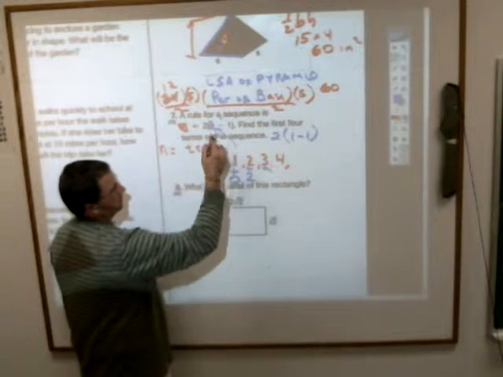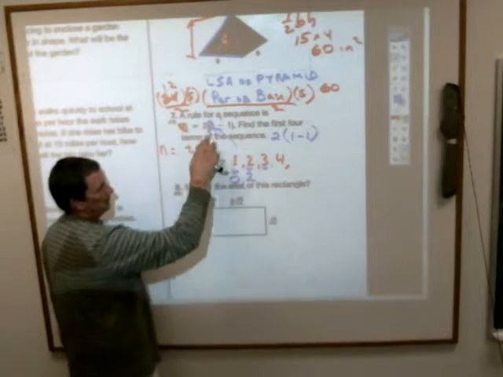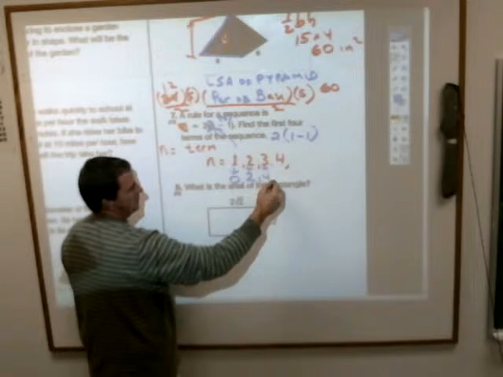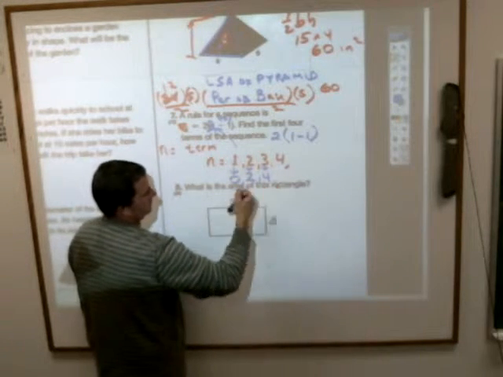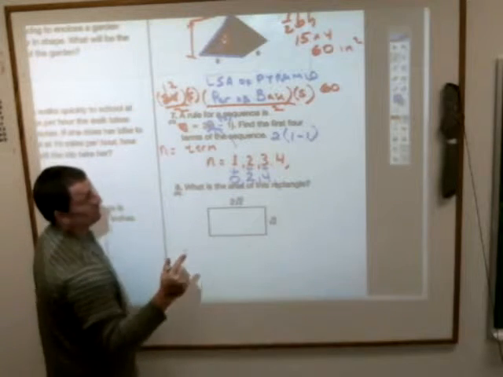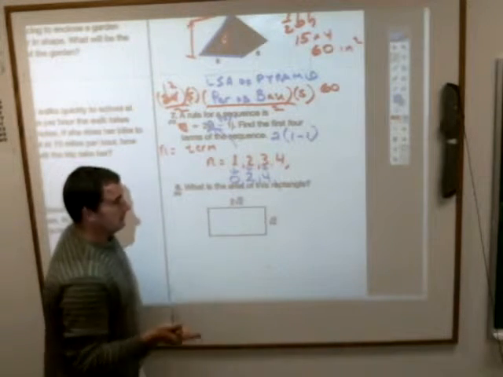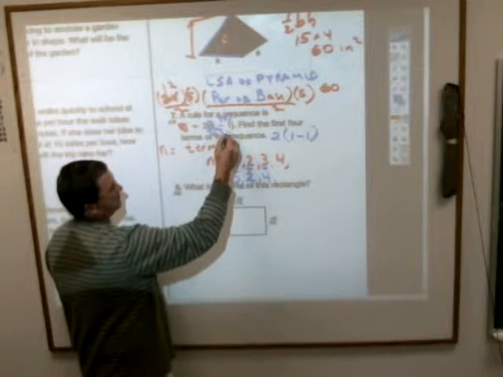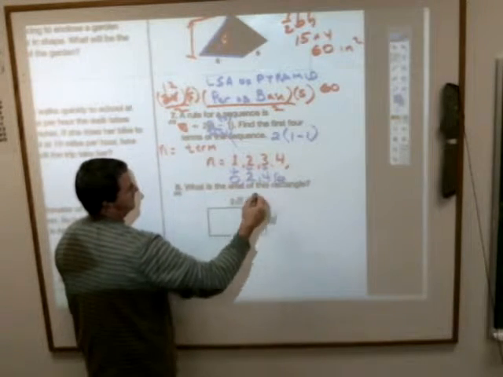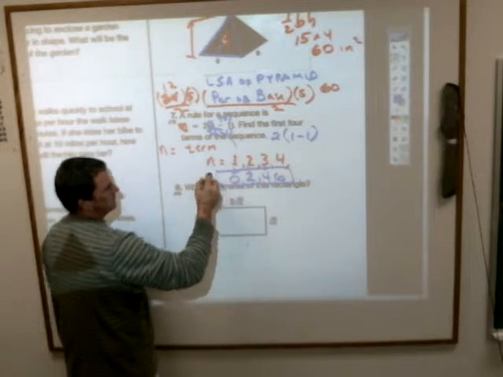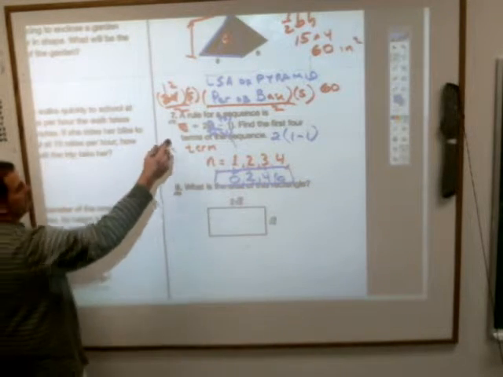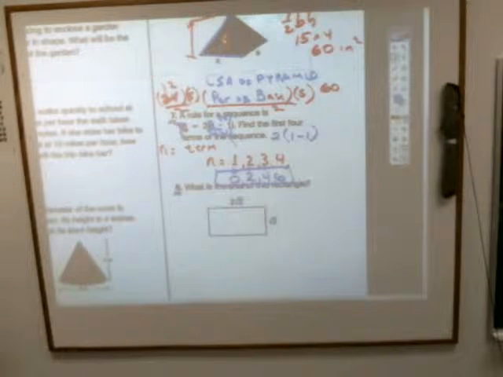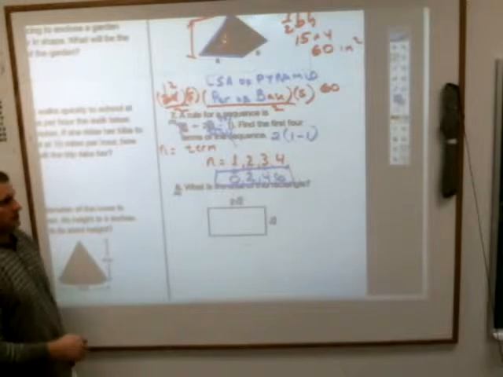The third term, you put 3 in for that n. 3 minus 1 is 2, and then 2 times 2 is 4, and you can see the pattern now, 0, 2, 4. The next one's going to be, well, actually you have to do the next one because it's either going to be 6 or 8, probably. 4 minus 1 is 3, and 3 times 2 is 6. So those are the first 4 terms. Subscripts are different than superscripts, which are exponents. Subscripts are just ways to label things.